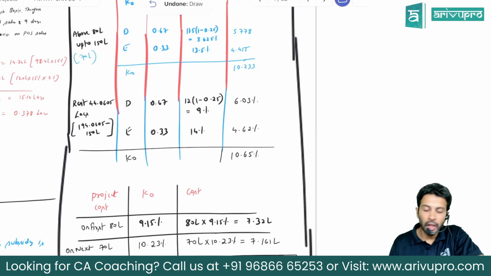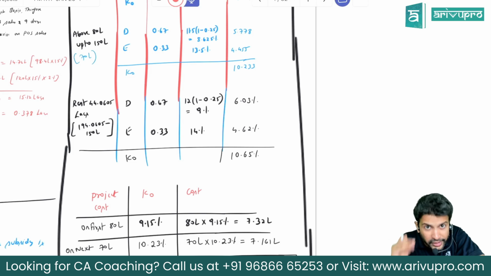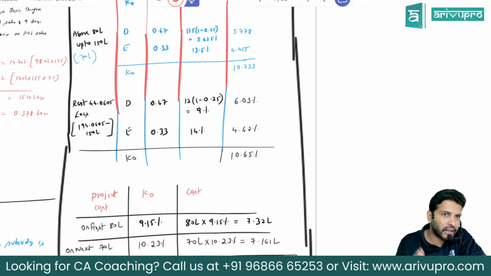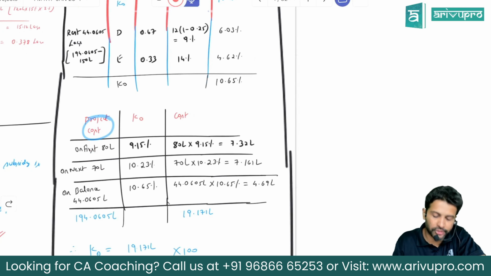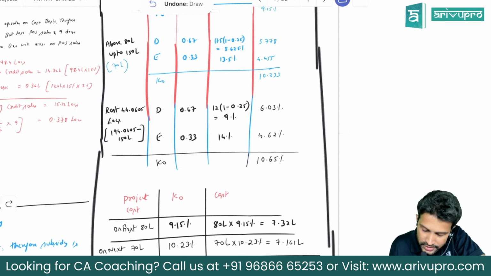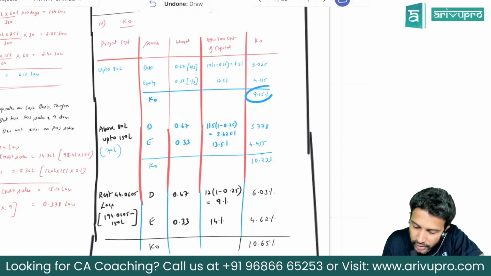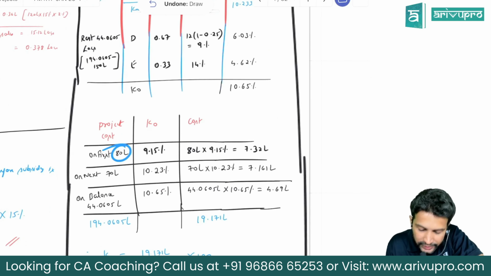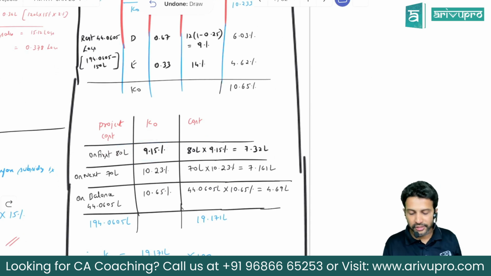Done. Now, is this answer or we have to take this and work out? We have to take this and work out. Okay, now the project cost. First 80 lakh will come from first slab. On first 80 lakh, what is the KO? 9.15%. On 80 lakh rupees funding, how much cost will incur? 9.15%. This is in percentage. Can you tell me the cost and amount? On 80 lakh funding, this is the cost will incur.